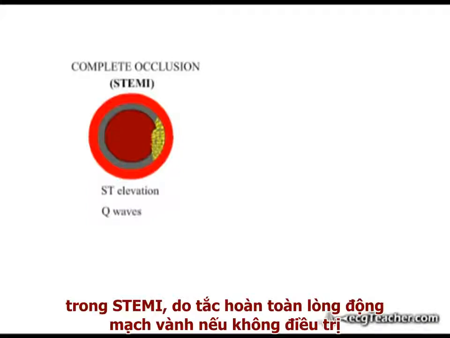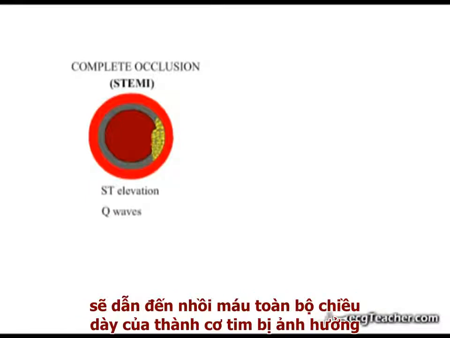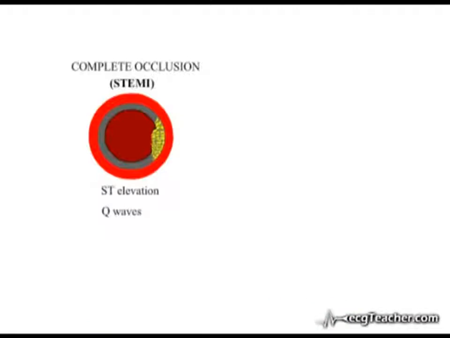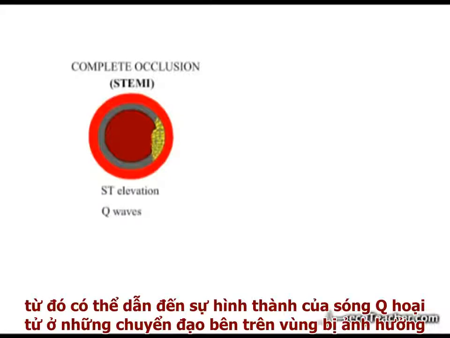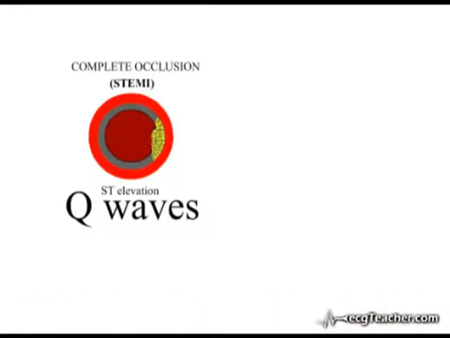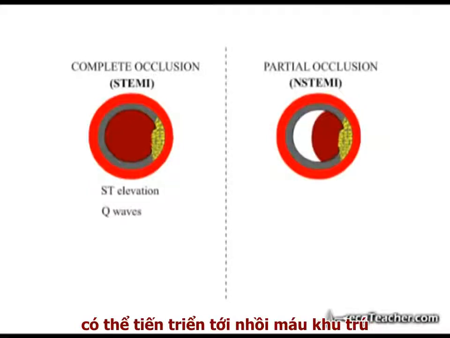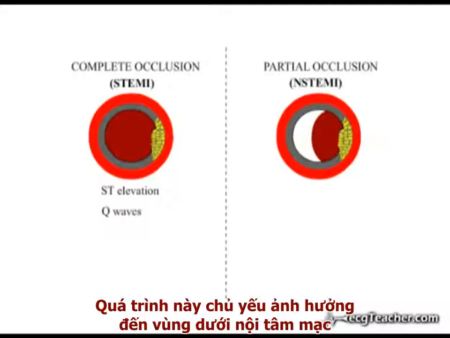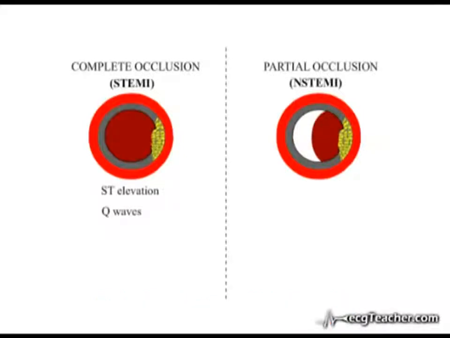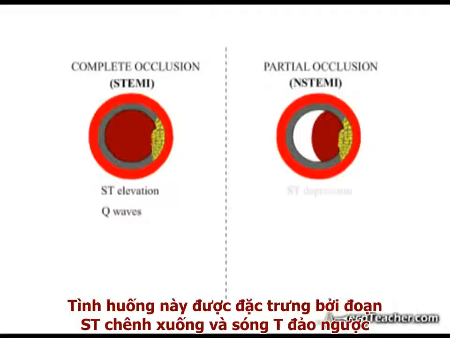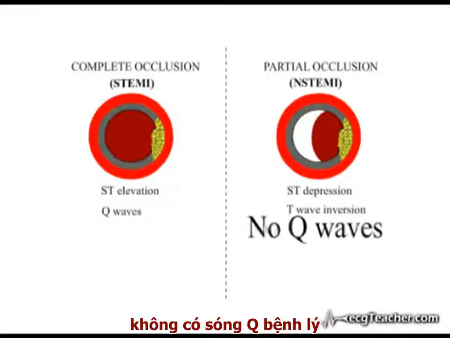We've seen that in ST elevation MI, untreated complete arterial occlusion may progress to infarction of the full thickness of the affected myocardial wall. This may be associated with the development of pathological Q waves in the leads overlying the dead muscle. In contrast, partial occlusion may progress to localized infarction, the process tending to focus on the subendocardium. This situation is characterized by depression of the ST segment and/or T-wave inversion. Q waves do not generally develop.